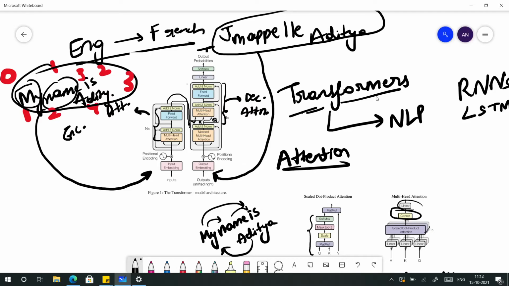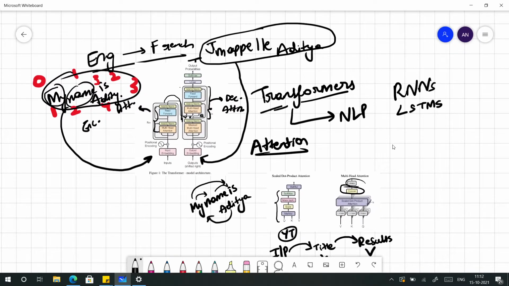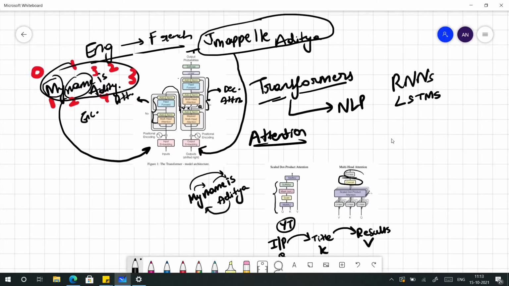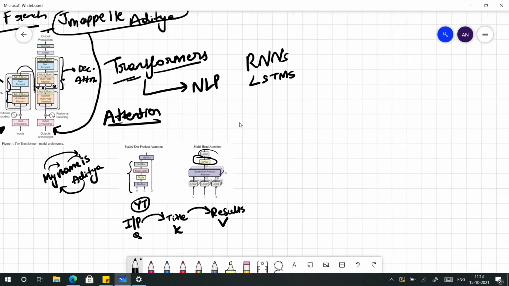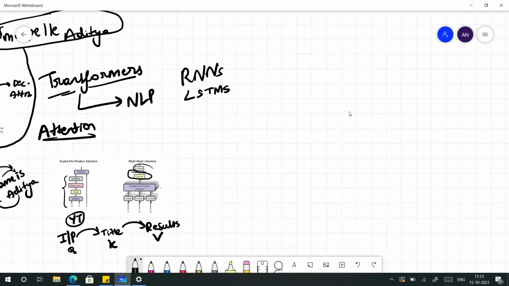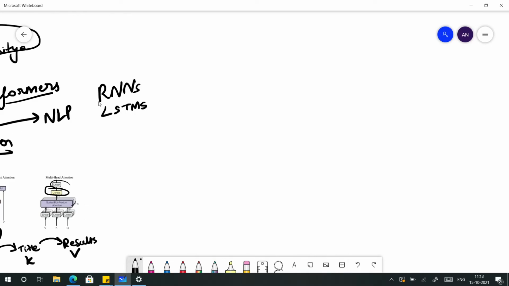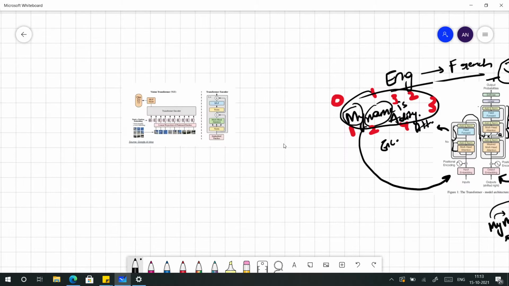So I hope you understood this overview of transformers. Moving on, let's talk about transformers in vision. Later the researchers extended this research from NLP to vision. So let's see how they succeeded in doing so.